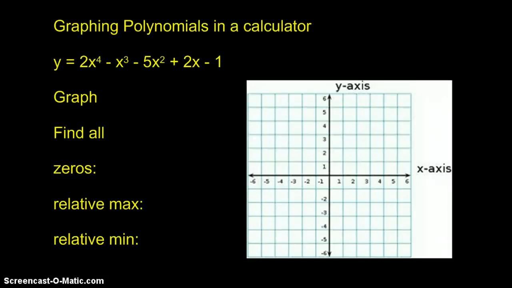This last section is on graphing polynomials using a calculator. I'm going to leave a lot of freedom to you here. I'm just going to walk through what is going to be asked of you. You're going to have to play with this on your own in your calculator a little bit. Given a function like y equals 2x to the fourth minus x to the third minus 5x squared plus 2x minus 1, in order to graph that, we're going to want to find critical points. Those critical points are going to be our zeros, our maxes, and our mins. You've done all of this in your calculator before, so it shouldn't be too much of a problem. I'm going to show you quickly what the graph looks like, and we're going to talk about relative max and relative min really briefly.